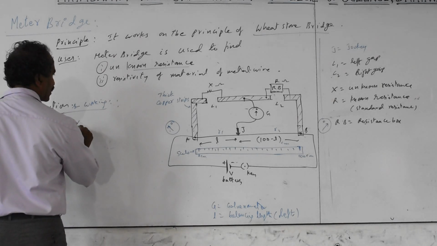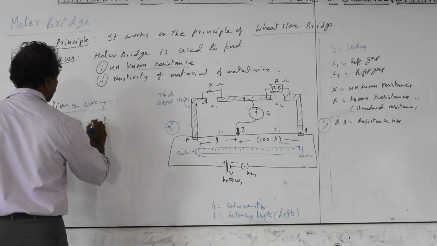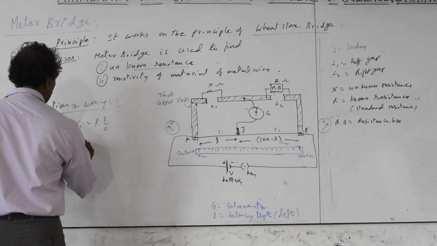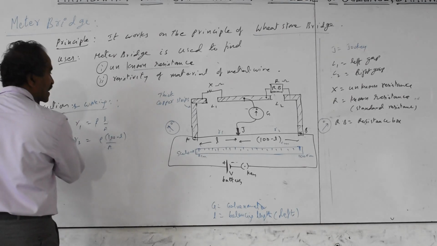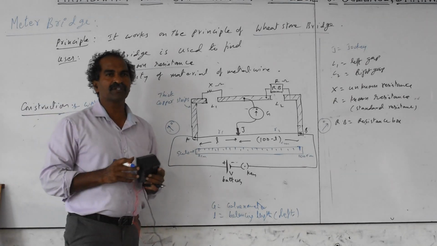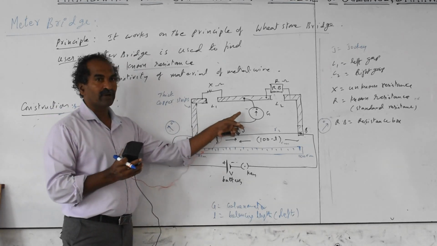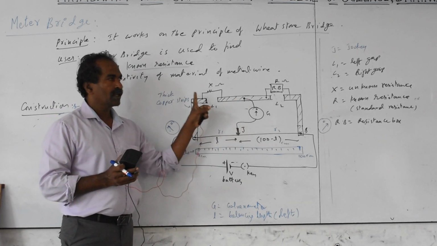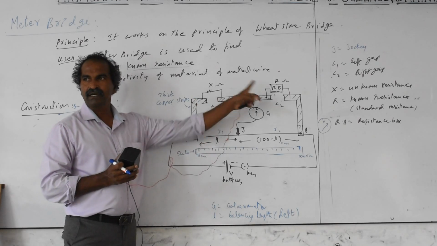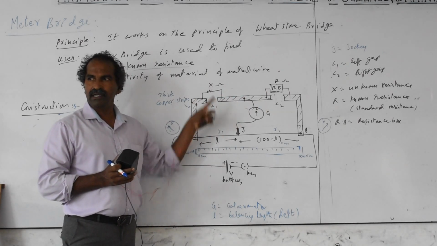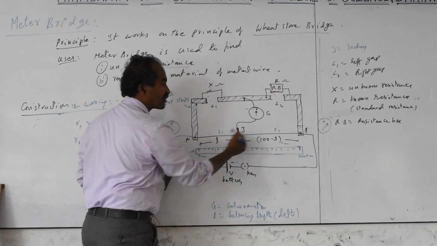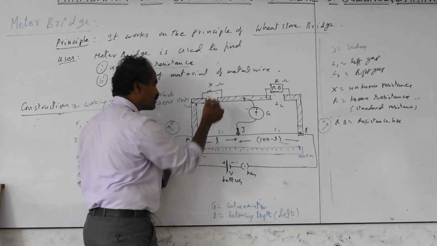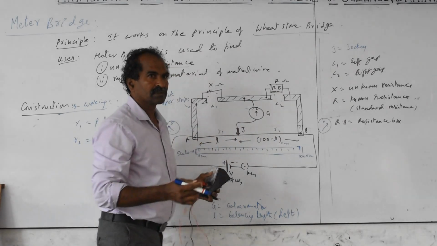Therefore we take R1 equal to rho into L1 by A, and R2 equal to rho into L2 by A, where L2 is 100 minus L. Then we require the balance condition. What is the balance condition? When the galvanometer shows zero deflection, current Ig is 0. The ratio of resistances: top equals bottom, or left side resistance equals right side resistance. That means X by R is equal to R1 by R2, or X by R1 equal to R by R2. Do you understand this?